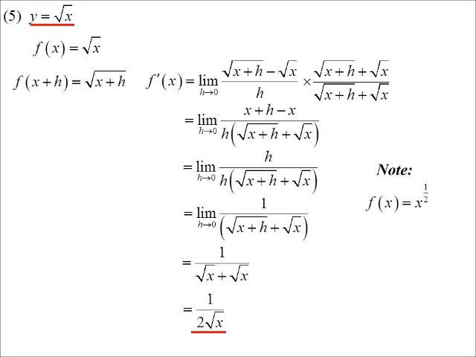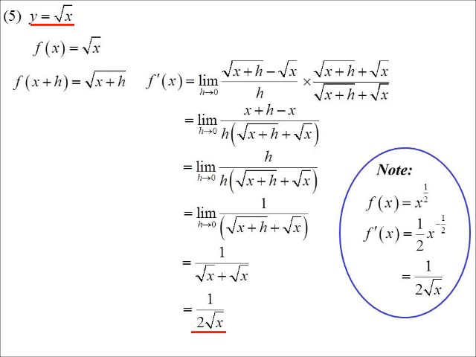Well, if I'd done it by changing it to indices, I would have said function x is x to the power of a half. Get the original power, put it to the front, subtract 1 from the power. I would get a half x to the negative a half. Well, negative means I'm on the bottom of the fraction. That is 1 on 2 root x. So yes, the formula works for fractional powers as well.